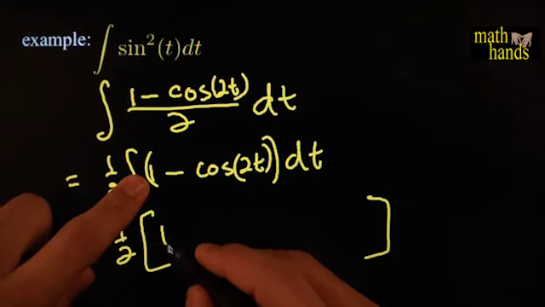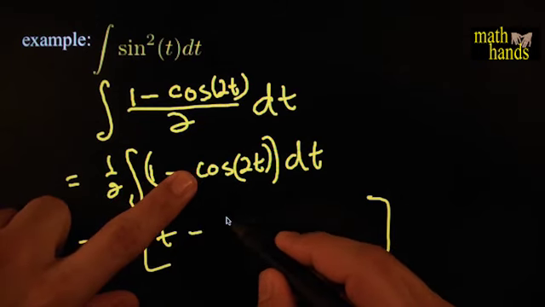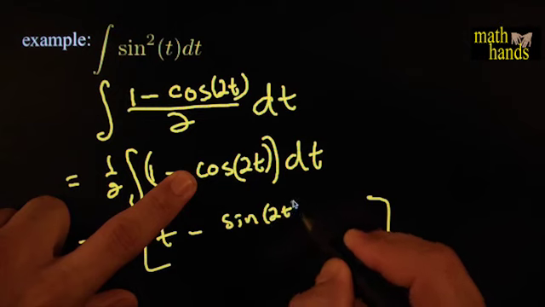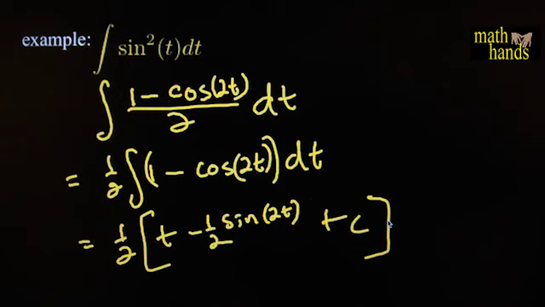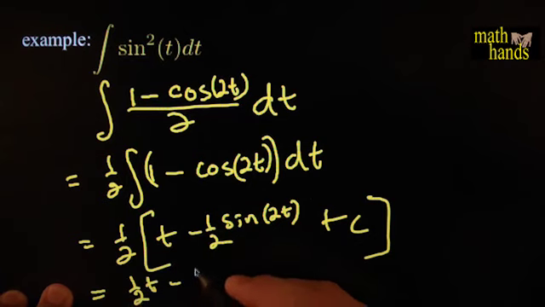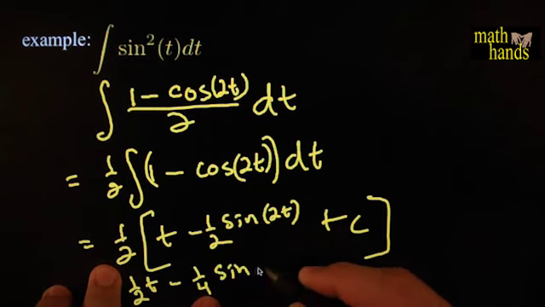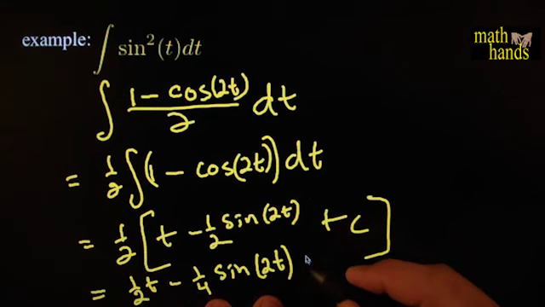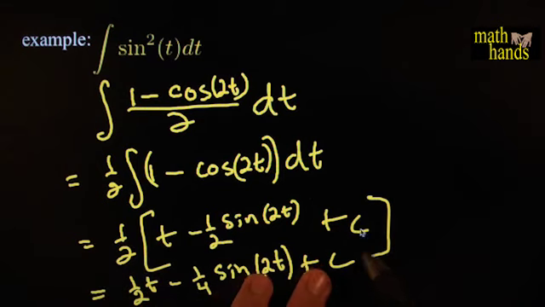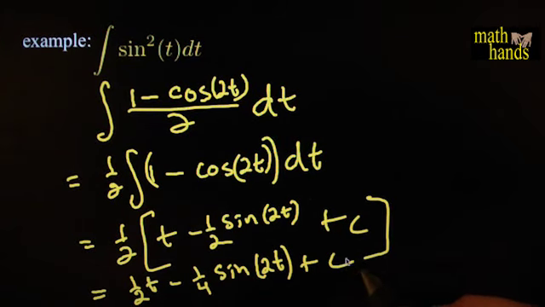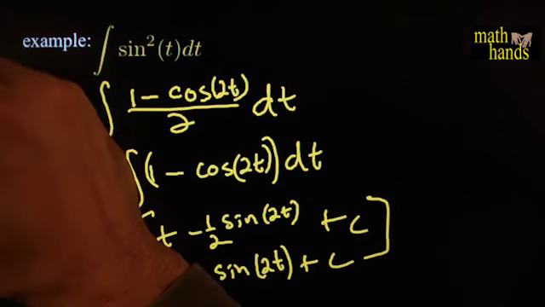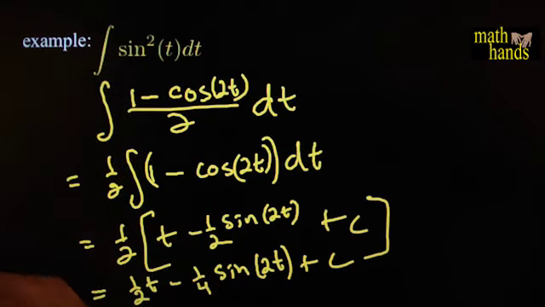The integral of 1 is t minus the integral of that would be sine 2t, and then you need a half, and that's it, plus a constant. Or you could write it this way. You could write it as 1/2 t minus 1/4 sine 2t plus a constant. I know it's the 1/2 times a constant, but who cares? There's just some other constant. And that would do it. Okay. But wait, there's more.